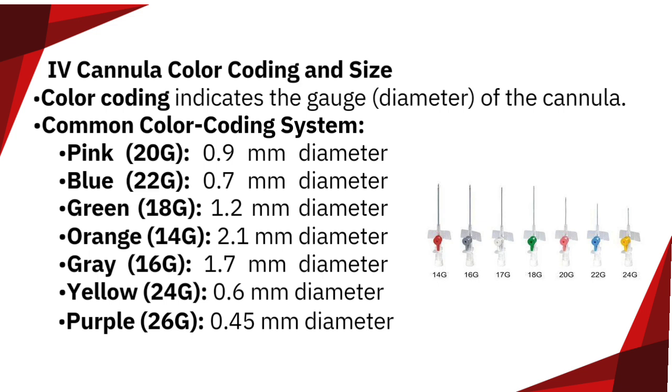Orange, 14 gauge, 2.1 mm diameter. Gray, 16 gauge, 1.7 mm diameter. Yellow, 24 gauge, 0.6 mm diameter. Purple, 26 gauge, 0.45 mm diameter.